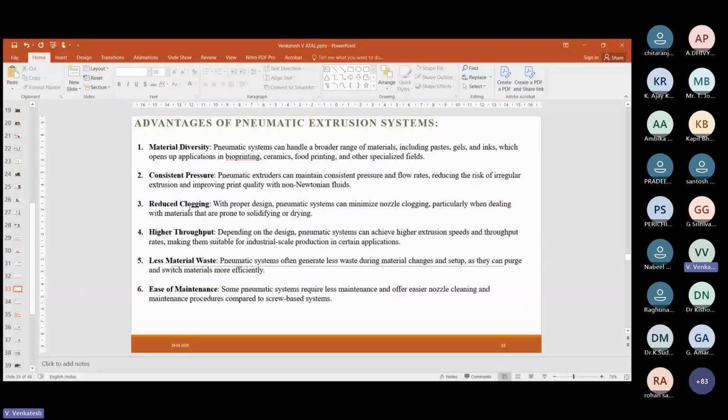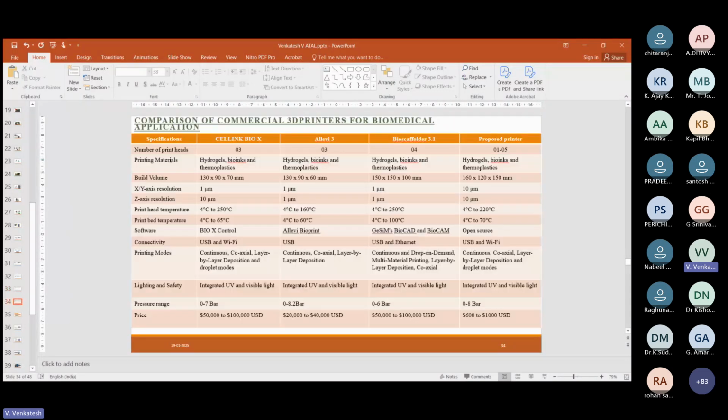Instead of screw extrusion, I would like to propose pneumatic extrusion based technology, with which you can find the following advantages. One is material diversity. This technology is suitable for vast varieties of materials like hydrogels, pastes, polymers, polymer composites, and some others. But the major limitation with this technology is that it's not possible to print any metal product with it. By resolving the above limitations, I propose a system whose specifications are very similar to the international brands available in the market.